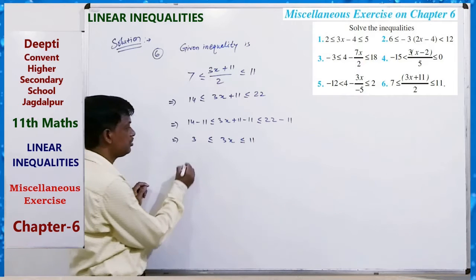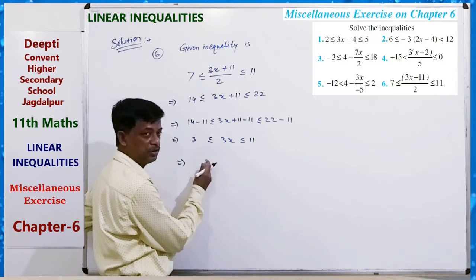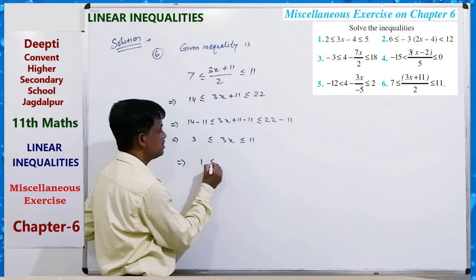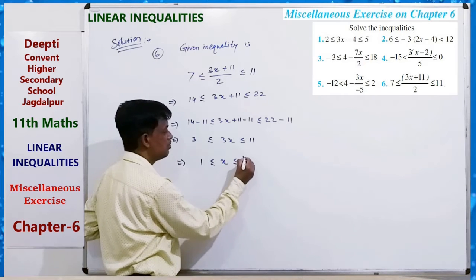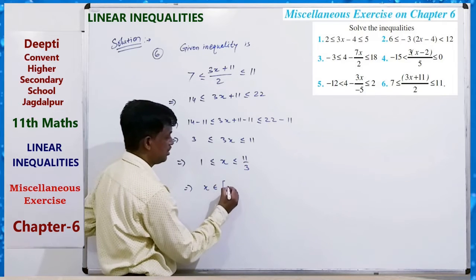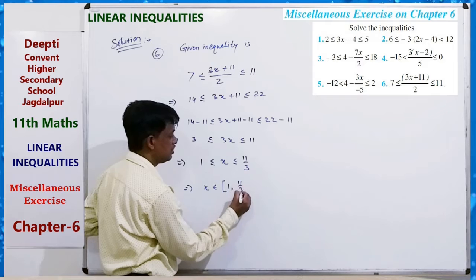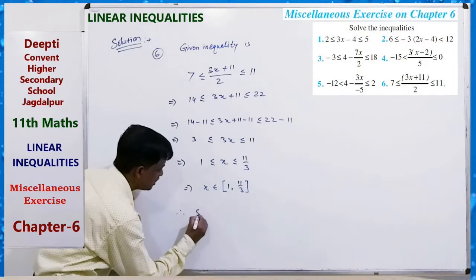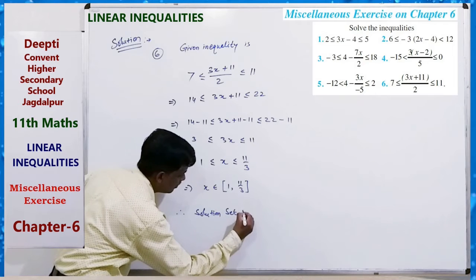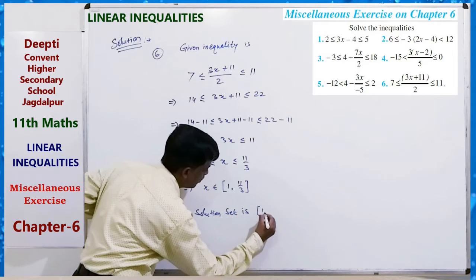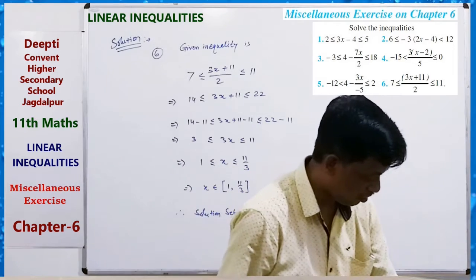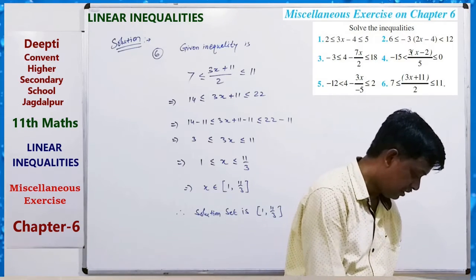Clear? Now divide by 3, because we require only x. So 1 less than or equal to x is less than or equal to 11 by 3. So this implies x belongs to what? 1 and 11 by 3. Therefore the solution set is what? The solution set is 1 and 11 by 3. This is the solution set of question 6.